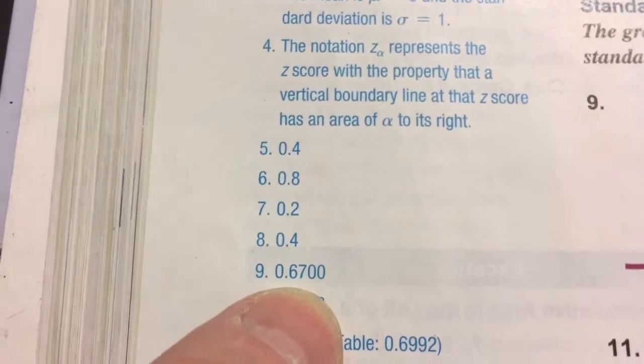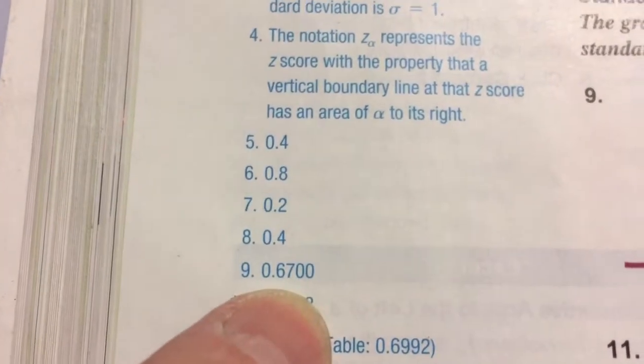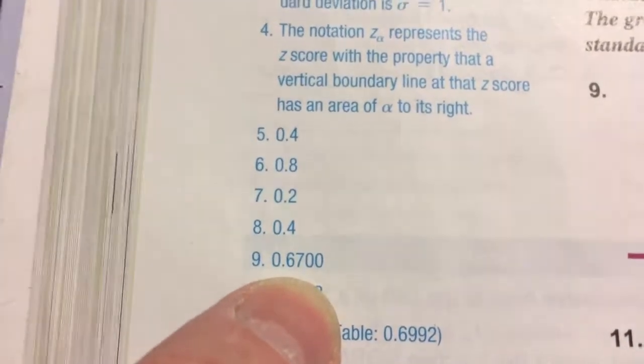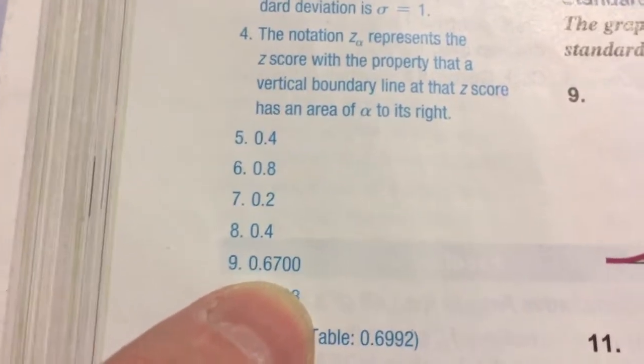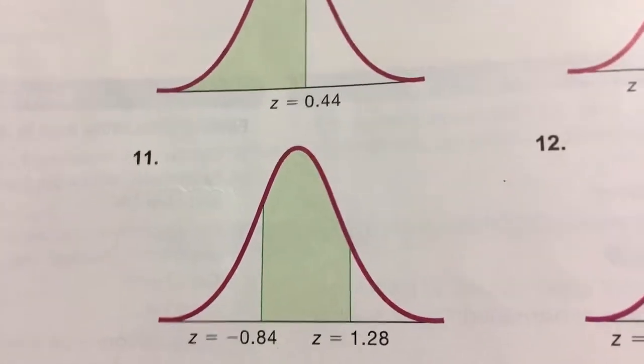Okay, so when I go over here to number 9, I do get the area to the left of the curve is 0.6700, just like it said in the chart. So now we're going to go to number 11. These are pretty easy, aren't they?